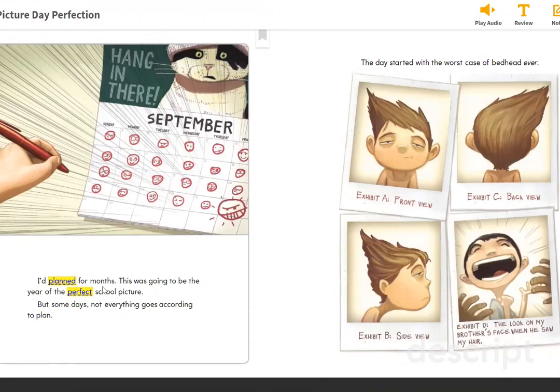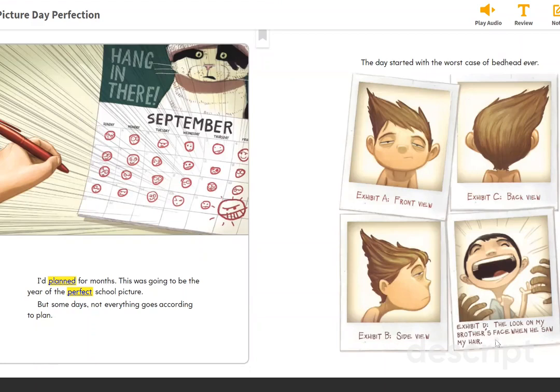I'd planned for months. This was going to be the year of the perfect school picture. But some days, not everything goes according to plan. The day started with the worst case of bedhead ever. Exhibit A, front view. Exhibit B, side view. Exhibit C, back view. Exhibit D, the look on my brother's face when he saw my hair.